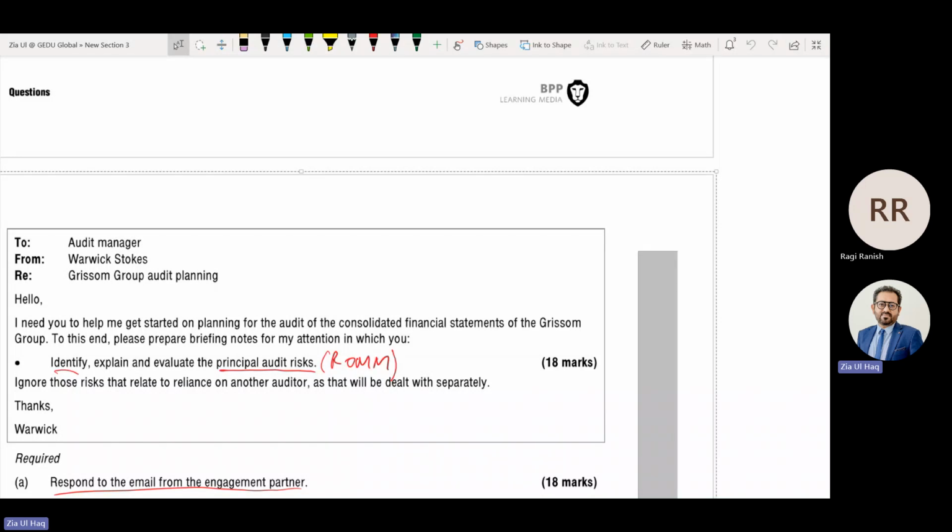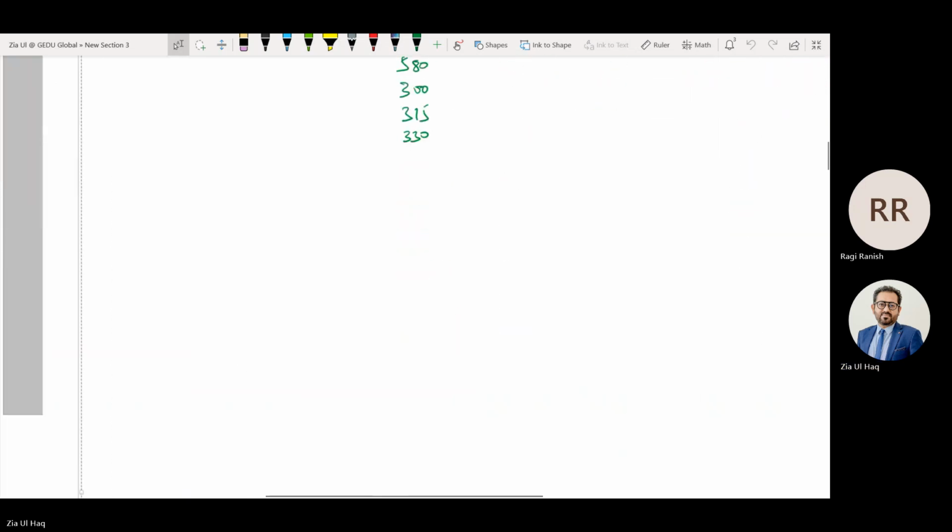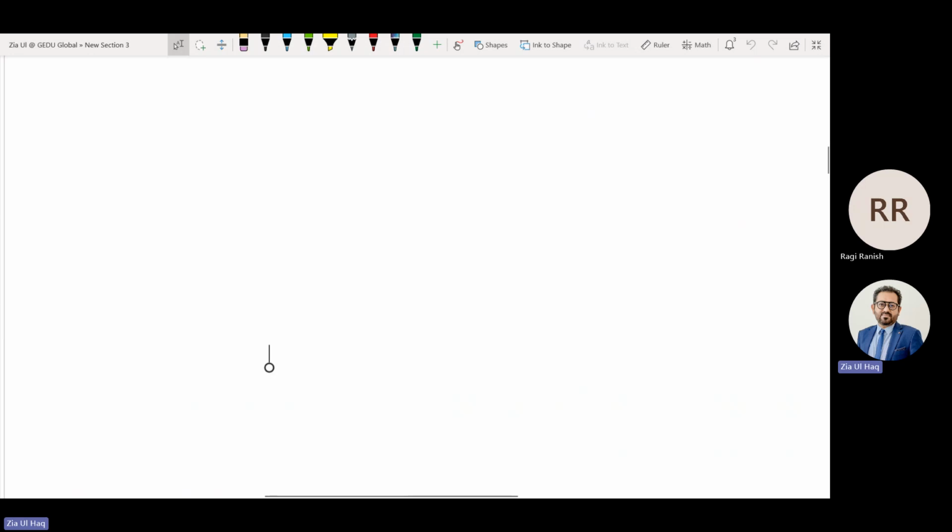Planning and risk. For a single company, we have covered risk, and in the previous lecture we started on the risk of a group audit, if we are going to conduct an audit of a group company. So let's discuss one more auditing standard, ISA 600, which deals with relying on the work of a component auditor.